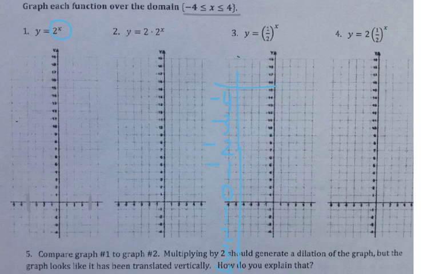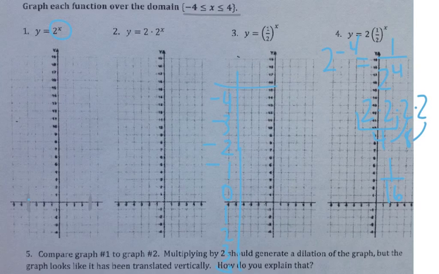Okay, so 2 to the -4, remember that's like 1 over 2 to the 4th. Well, what's 2 to the 4th? That's 2 times 2 times 2 times 2. So that's 4, 8, 16. So it's 1/16. Really small number. So we start out here pretty low.